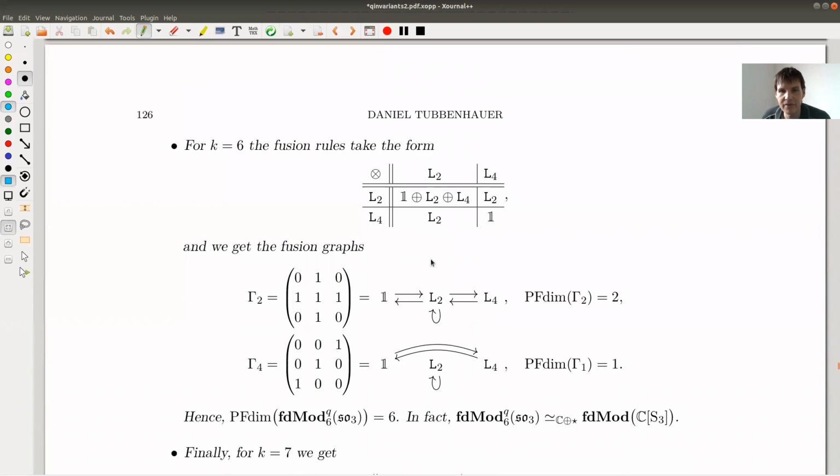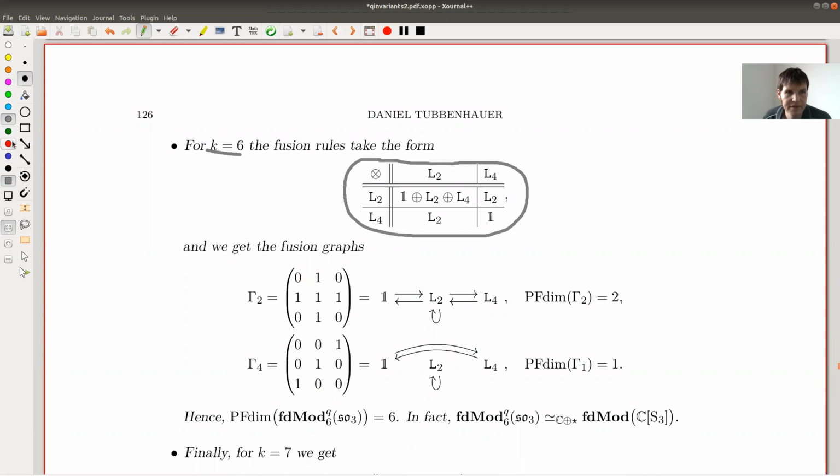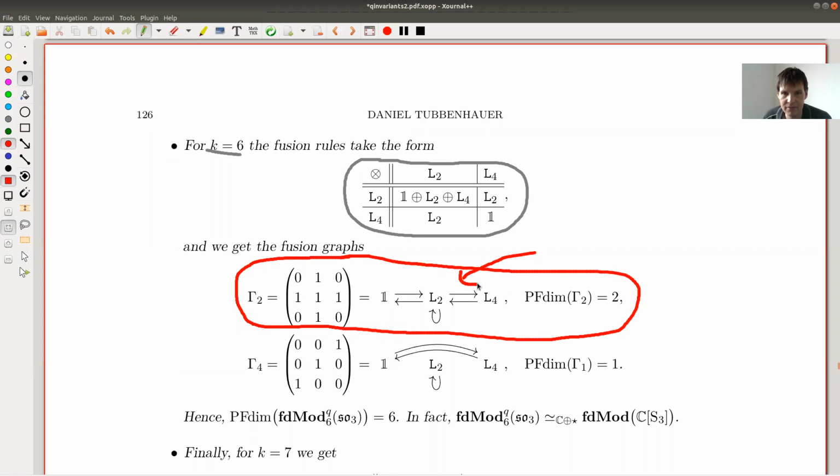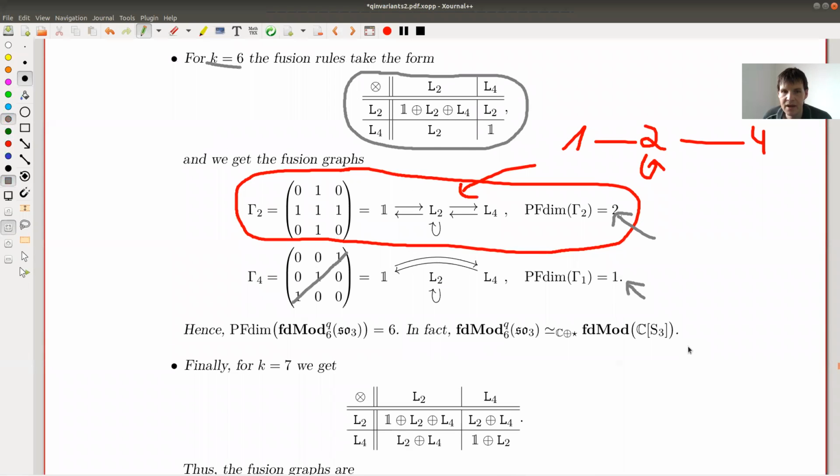For k equals 6, it's already something new. This is how the multiplication table looks like. For k equals 6, it has this funny generator here, which now is a line, but now with a loop at every second step. And the PF dimension of this one is 2. You can calculate it. And there's another anti-diagonal one. And the anti-diagonal ones are always PF dimension 1.